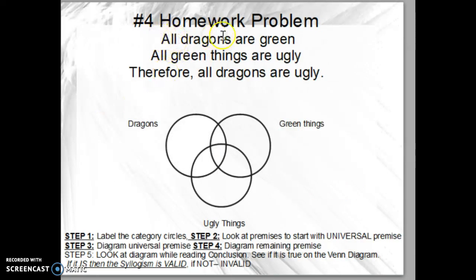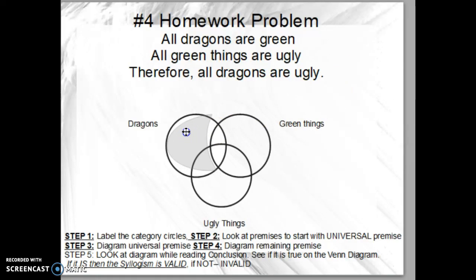This is two that are both all. So we've got all dragons are green. All green things are ugly. Therefore, all dragons are ugly. So we'll just do this step by step. First, why don't you try and do it? All dragons are green. So I want you to show me how you're going to make all the dragons, everything in the dragon circle has to fit into the green circle. So what are you going to do to make all dragons green?